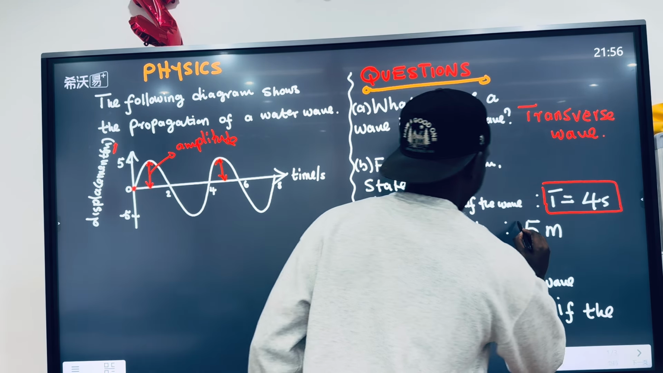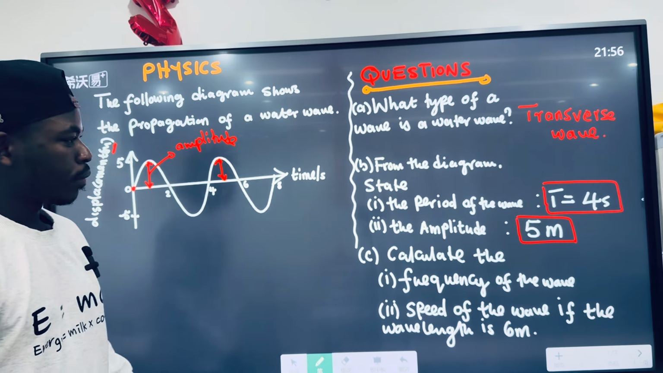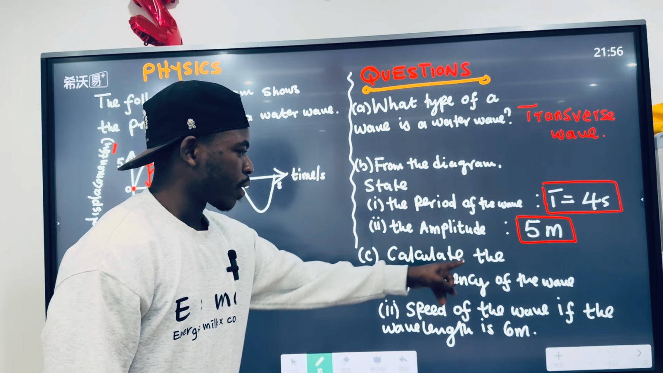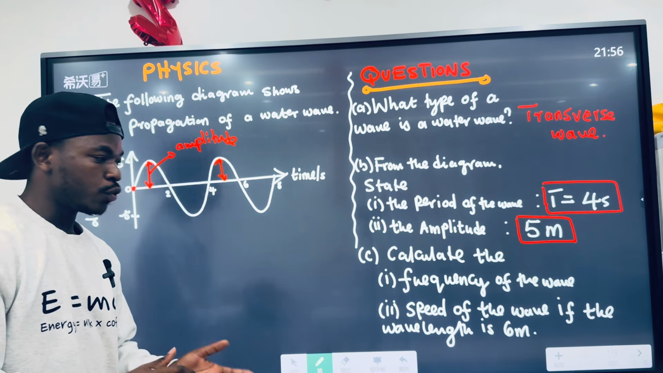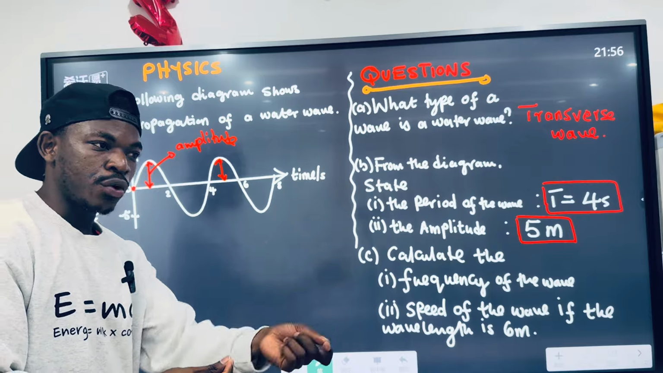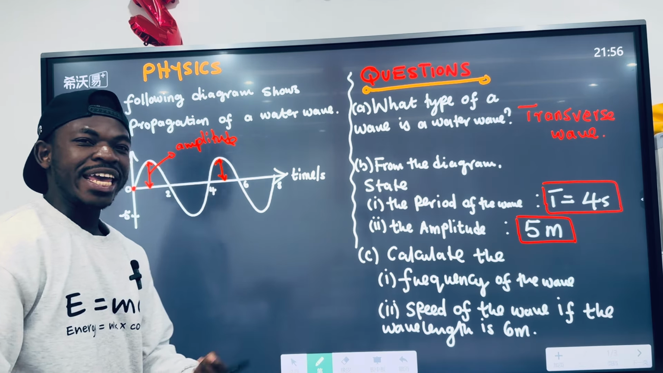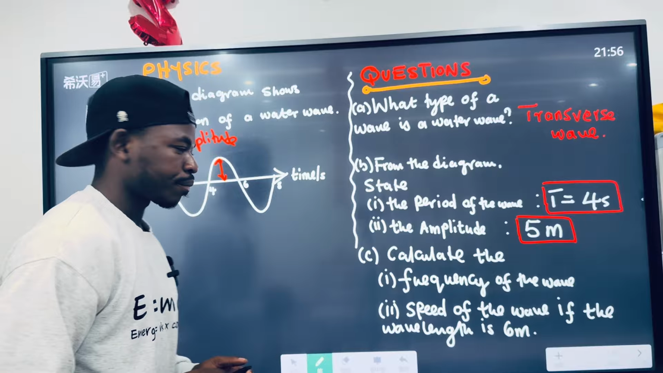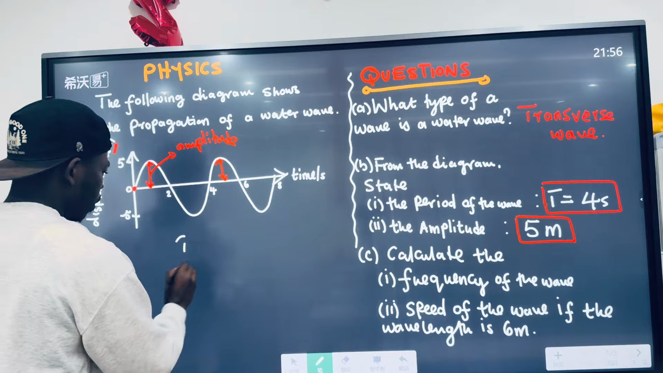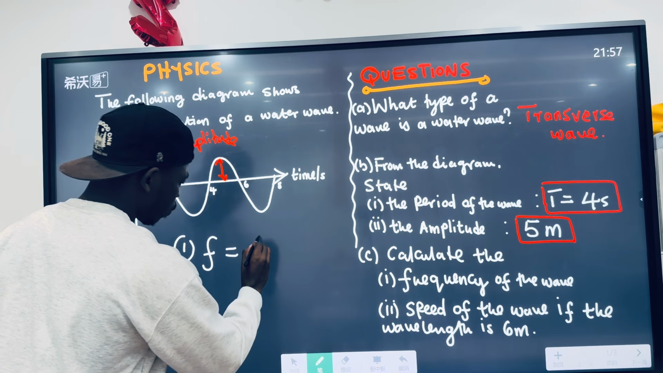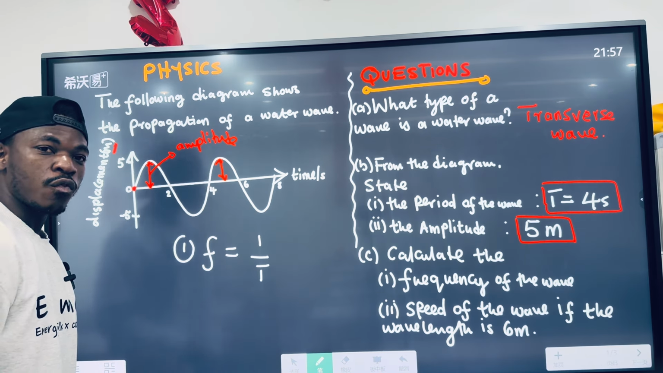Okay, the other question says calculate the frequency of the wave. I want to let you know about the relationship between period and frequency. Period and frequency are inversely related to each other. So this is how you calculate the frequency. Frequency is basically equal to 1 over period.